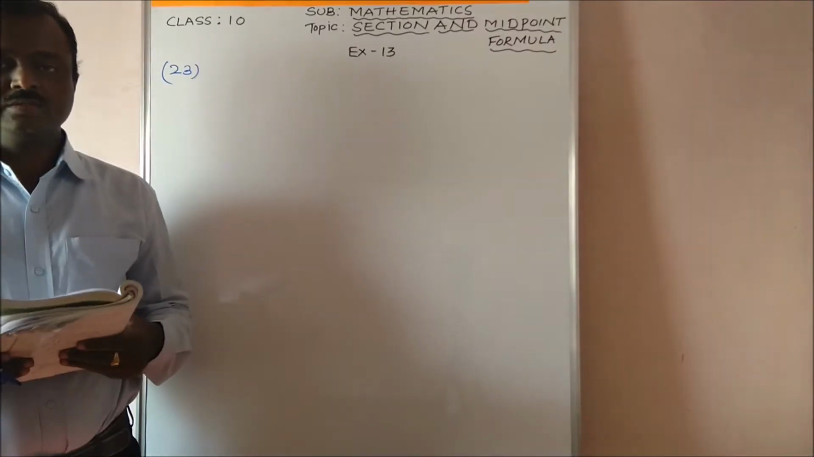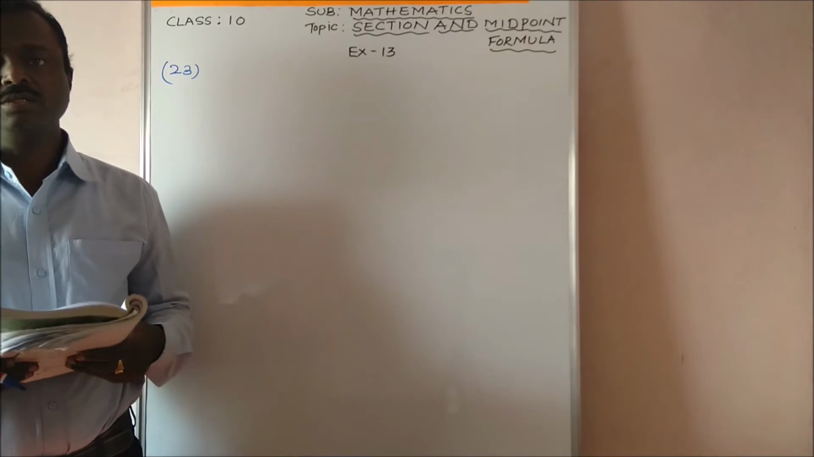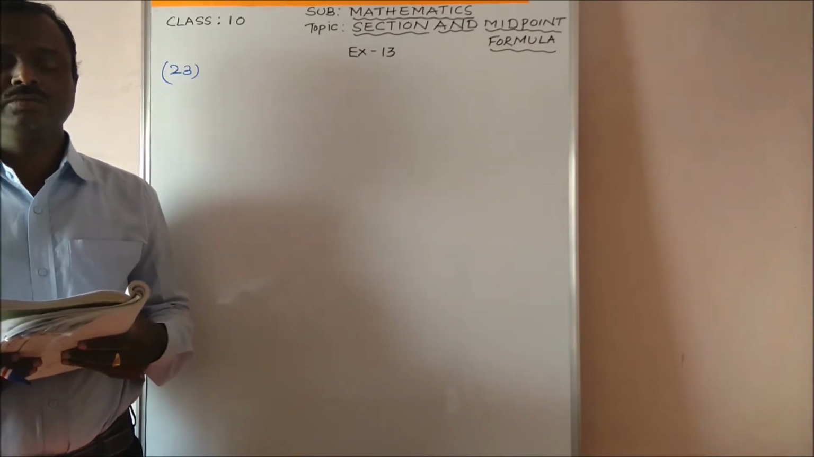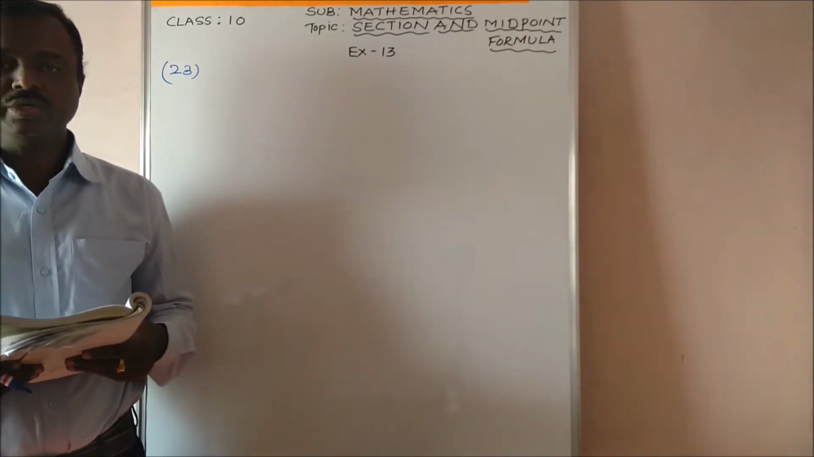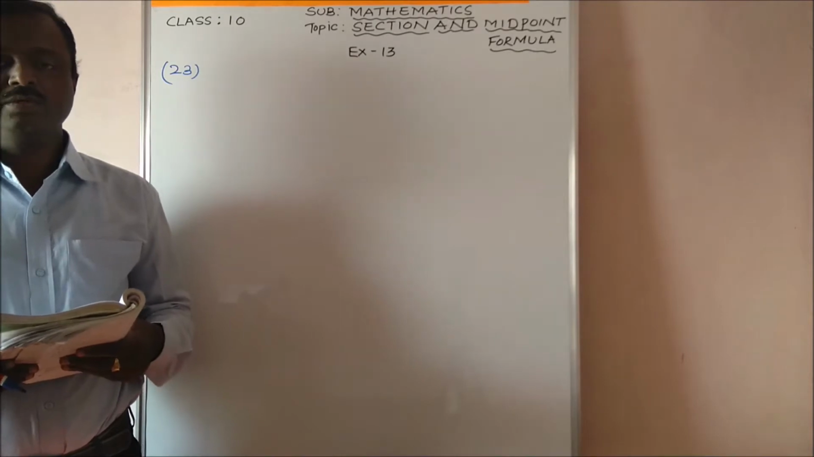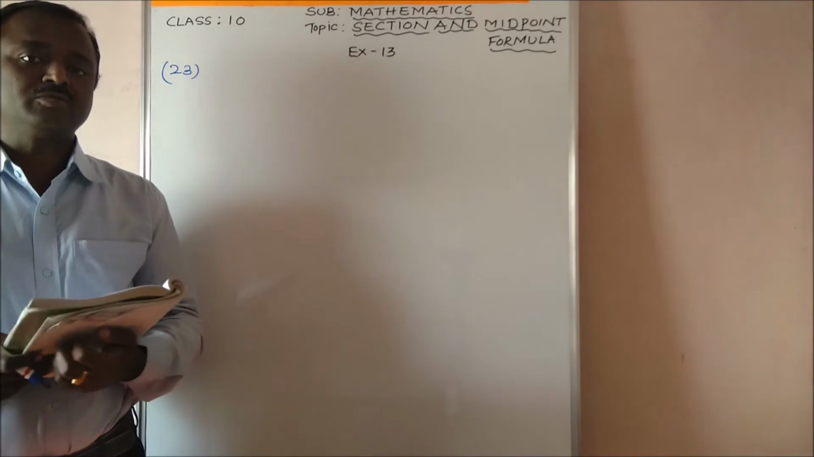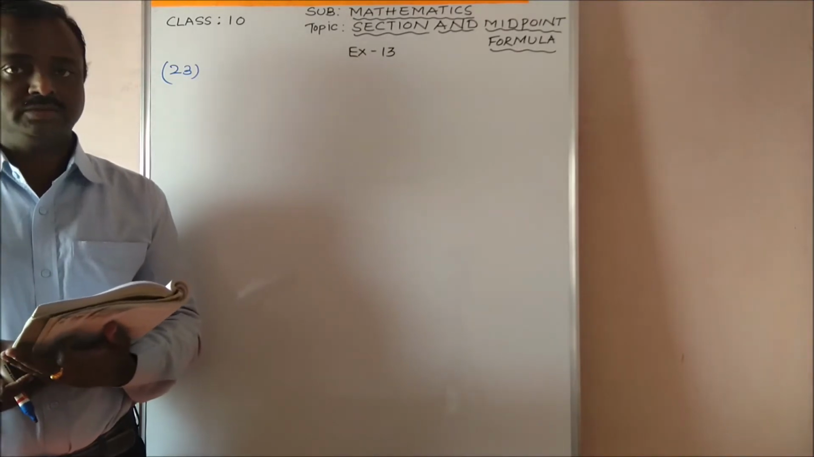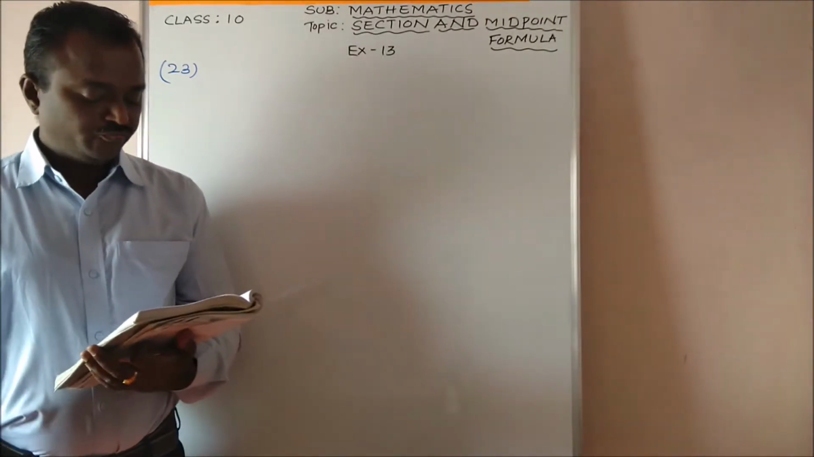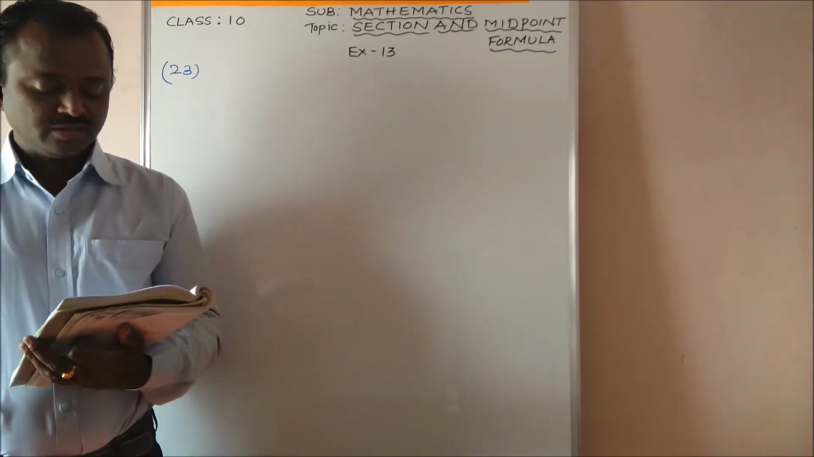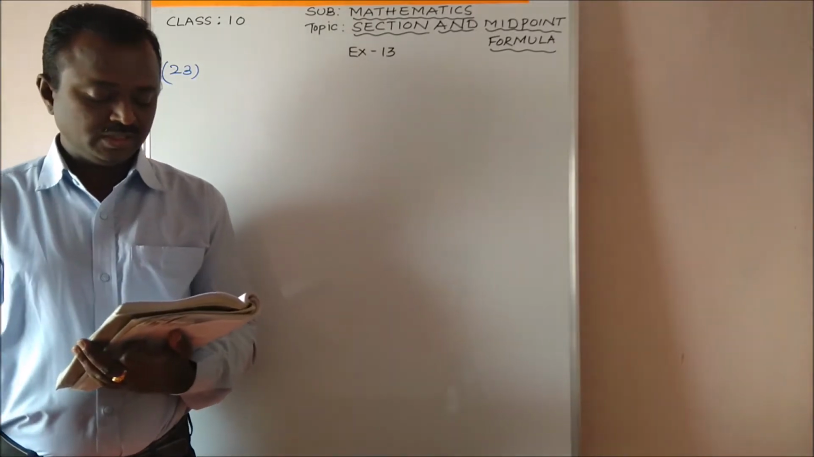Good morning, students. Today's session we will continue with question number 23 of chapter section and midpoint formula, exercise number 30. Okay, so find the length of the medians of triangle ABC.